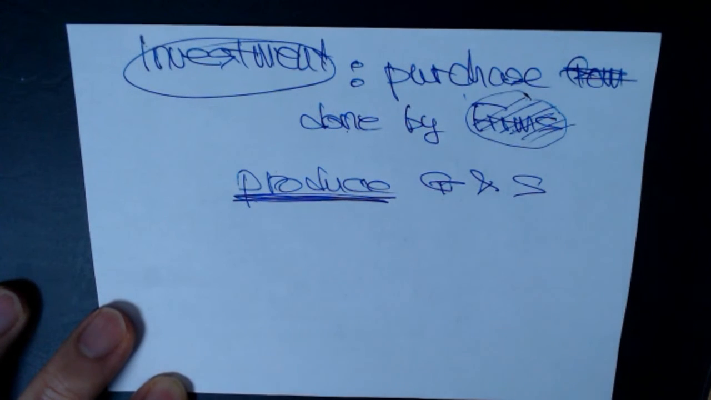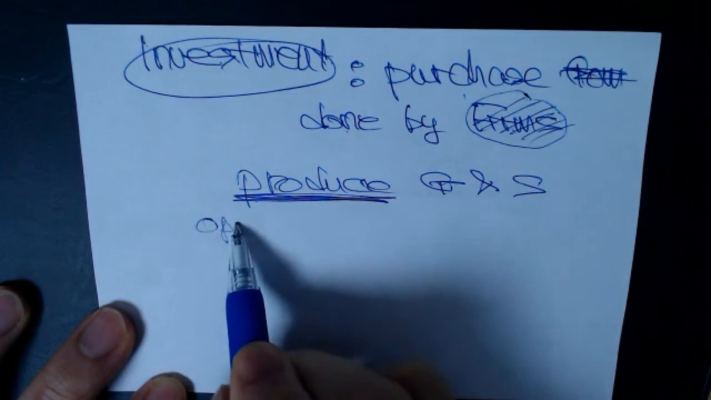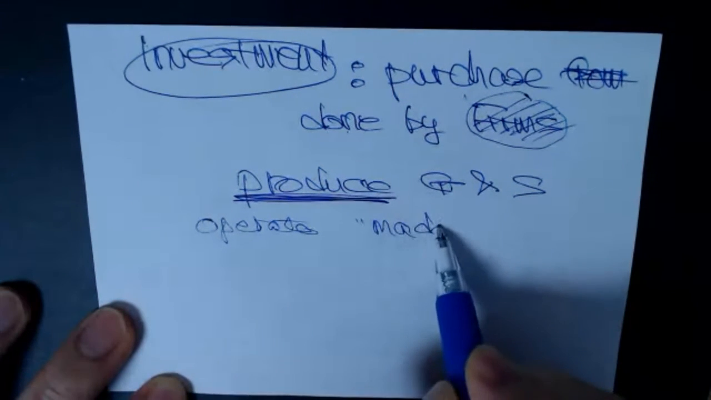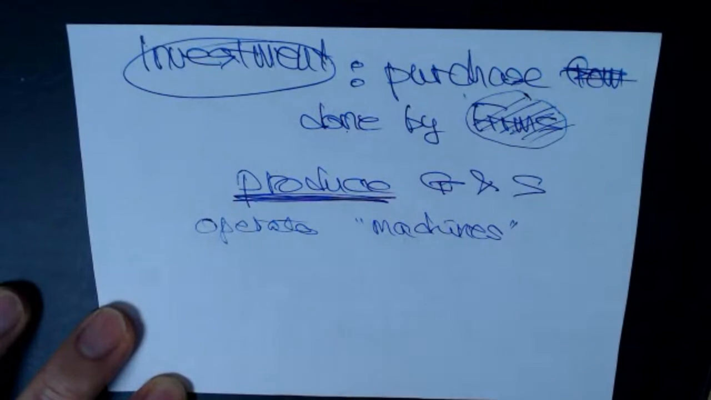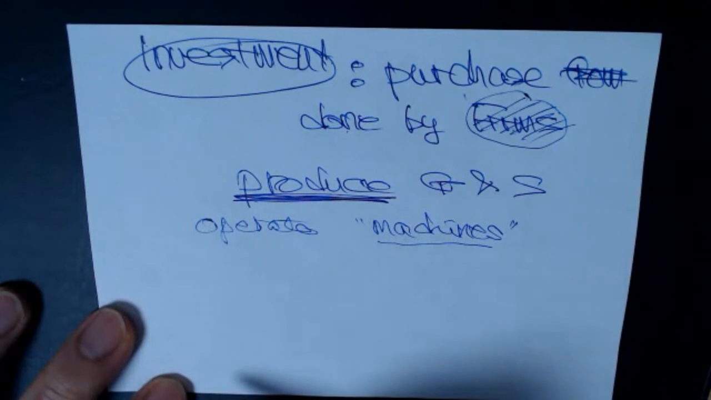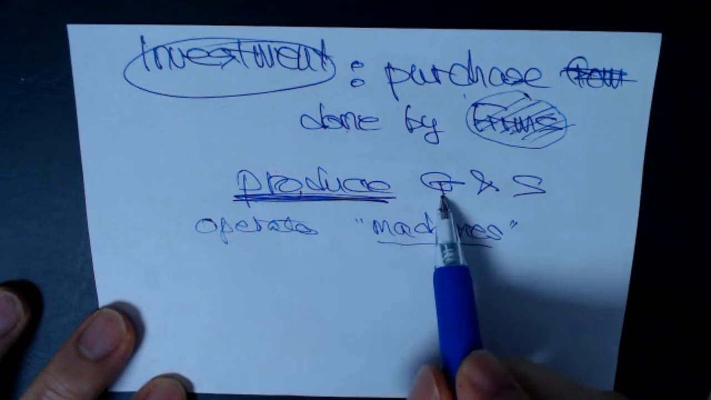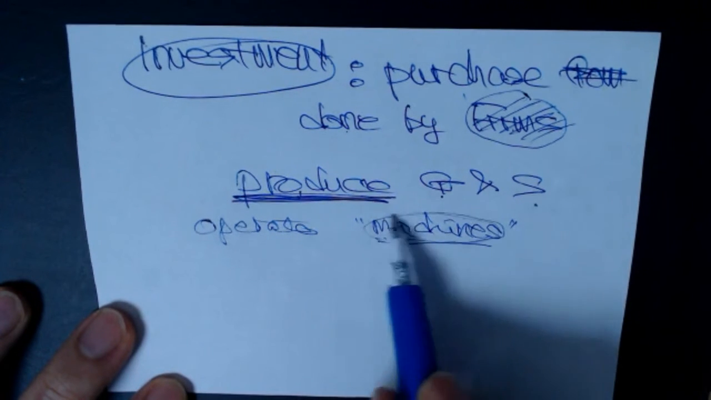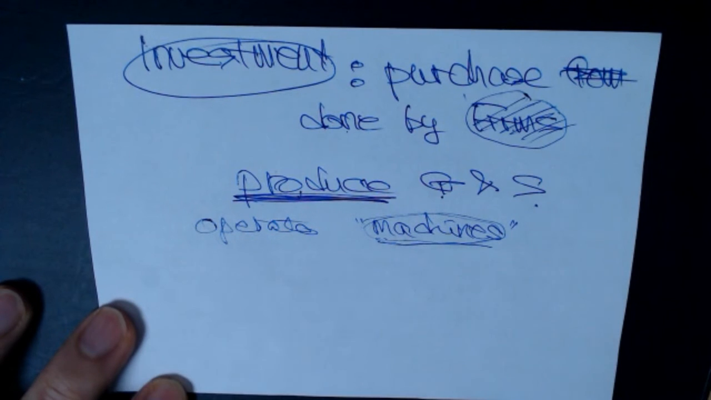One thing they require is inputs, meaning labor. And why do they need workers to work? To operate machines. Can I say it in this way? To operate machines. So the combination of machines plus labor produces goods and services. Maybe it sounds quite complicated to some of you, but it's very simple.